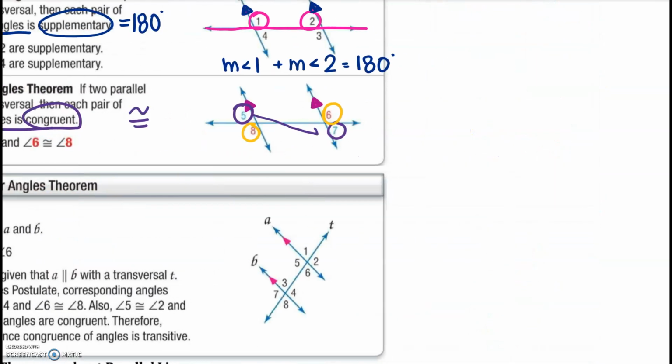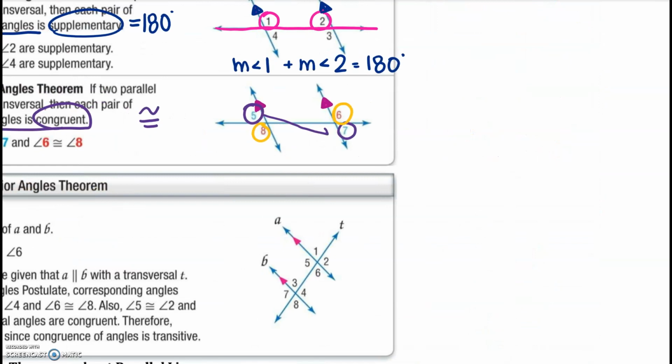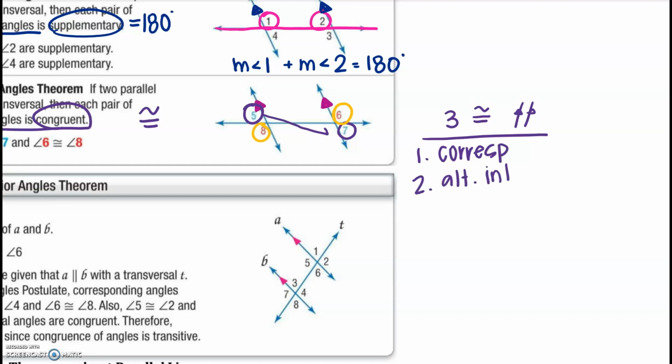All right, so just as a reminder, I'm going to put it off to the side. We have 3 sets of angles that come with congruence if they're parallel lines. So I have corresponding, I have alternate interior, and alternate exterior. Those 3 are going to be congruent.